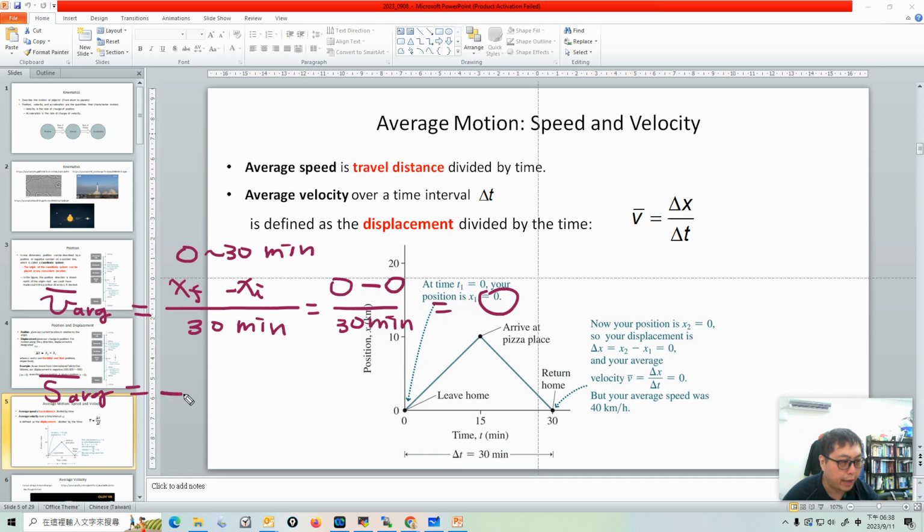And what's the average speed? Because the average speed relates to travel distance, we need to be careful about the travel distance. The pizza place is 10 kilometers away from your home. So you travel 10 kilometers here and then another 10 kilometers back, so it's 20 kilometers.